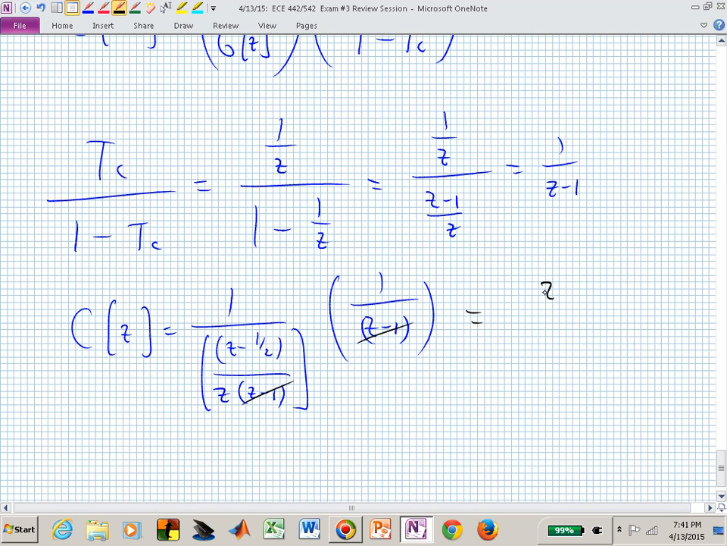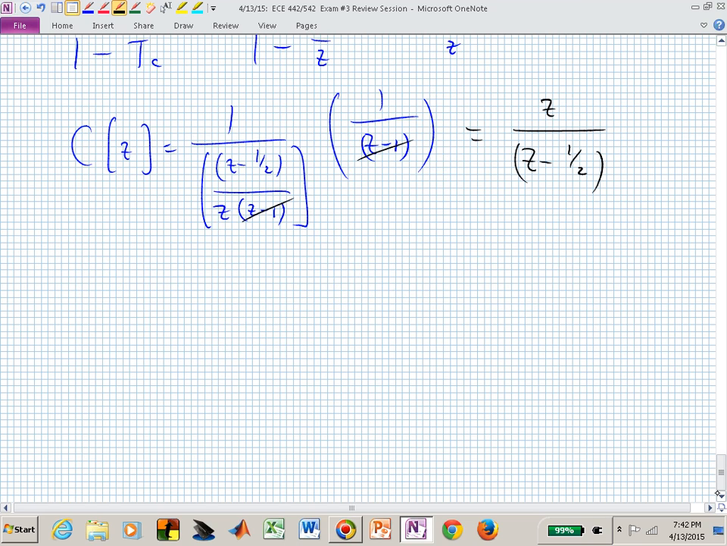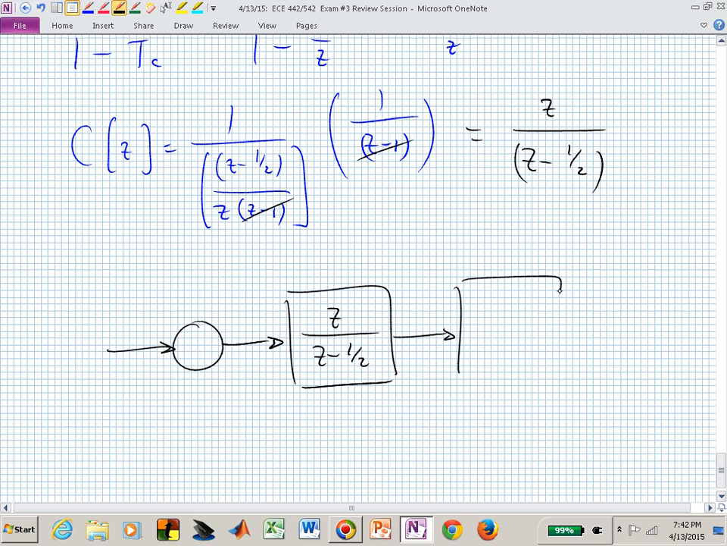And our controller then is z minus 1 half. To produce a closed loop transfer function T sub c of z, that's what? A delay, 1 over z. So that now if we had to sketch the block diagram, there's our controller, our plant.